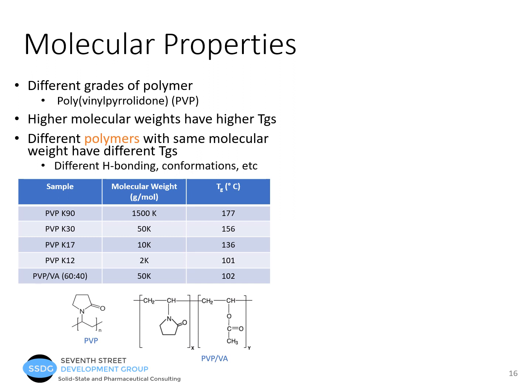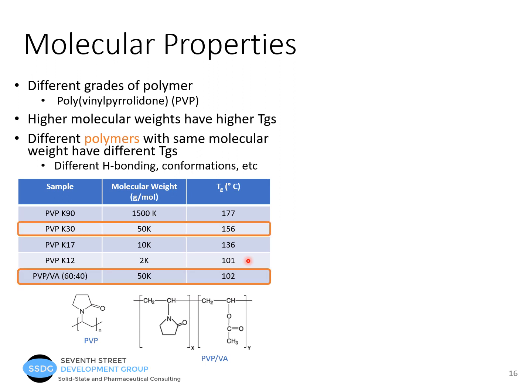Molecular properties can also play a role when we're talking about glass transition temperatures. For example, different grades of polymers can give very different glass transition temperatures. Here's an example with PVP, different grades of PVP, K90 ranging from a molecular weight of 1500 K all the way down to K12, which has a molecular weight of about 2K. And you can see that the glass transition temperature ranges from 177 all the way down to 101, which is significant.